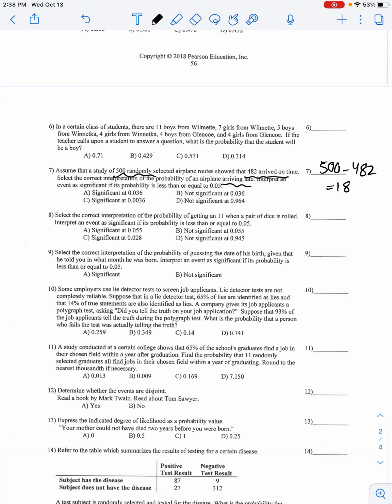18 is the number of flights that had late airplanes. So out of total, 18 out of 500 is the probability of arriving late. Putting it to your calculator, you get 0.036. We interpret significant if the probability is less than 0.05. So basically 0.036 is less than 0.05. So it is significant. Let's do another one.